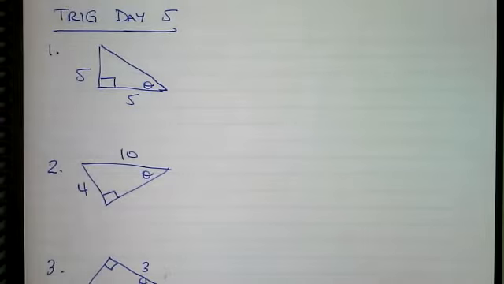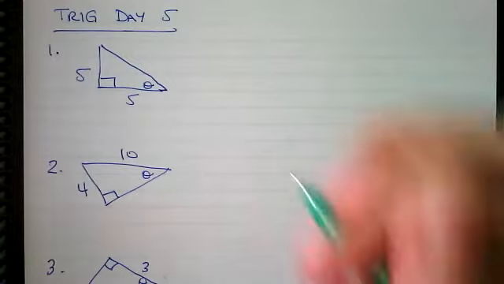So the last thing that we are going to do with Trig this week is solving to find an angle instead of a side. This is very similar to what we did yesterday, it's just the piece of information that we're missing is different. So we want to do the same thing for our setup.